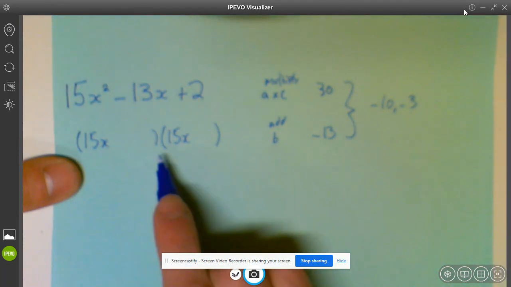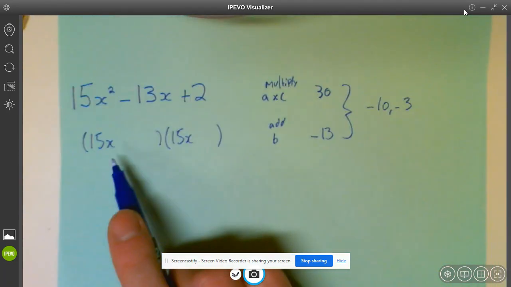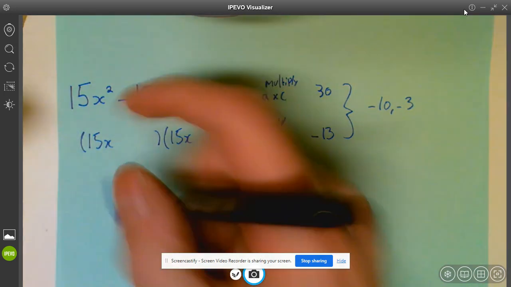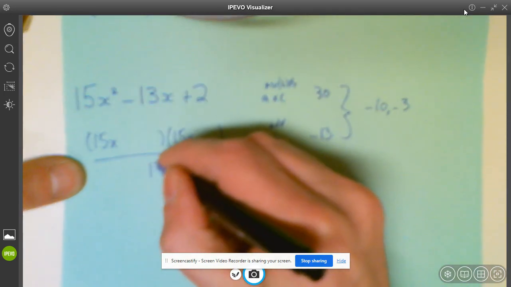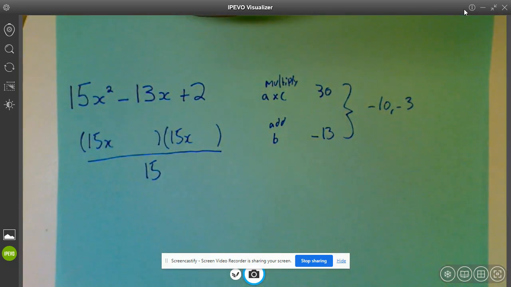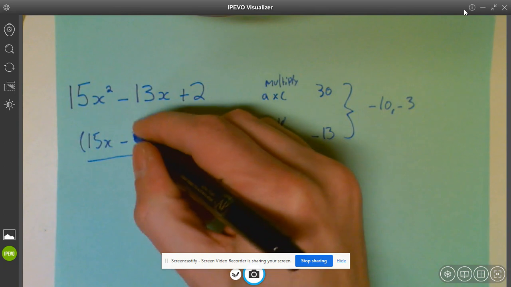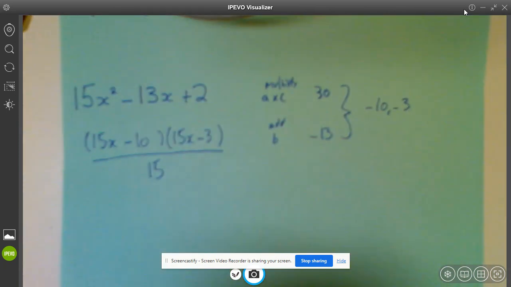Now, I can't really do that. That's not really correct because 15x times 15x would be 225x squared. It's way too big. So I'm also going to divide by 15. I'll show you what I mean by that in a second. And then I'm just going to put in my two magic numbers in the bracket. So I've got my minus 10 and my minus 3.